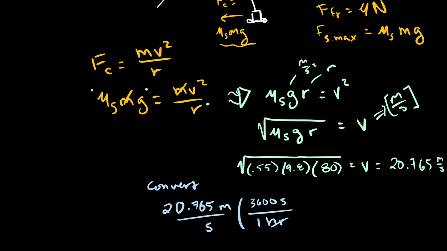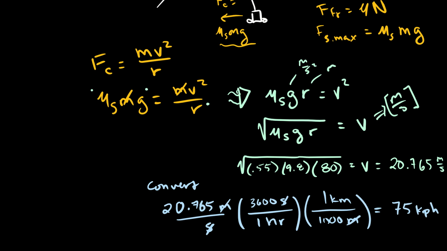Oops, I don't know why I crossed that out. Don't want to cross that out. I want to cross the seconds out. That's what canceled. And to get meters to kilometers, we know there's 1,000 meters in 1 kilometer. Okay, and then we multiply across and divide by 1,000, and we get 75 kilometers per hour about.